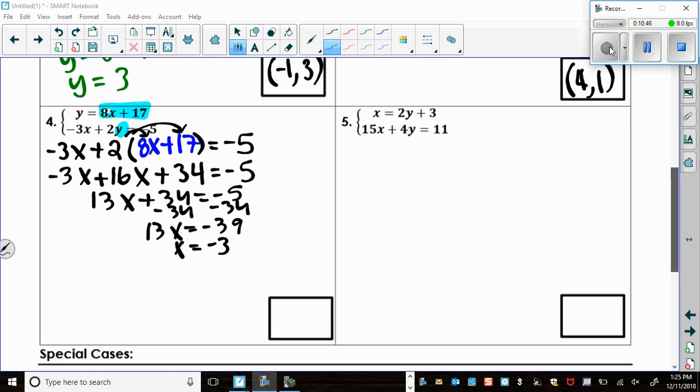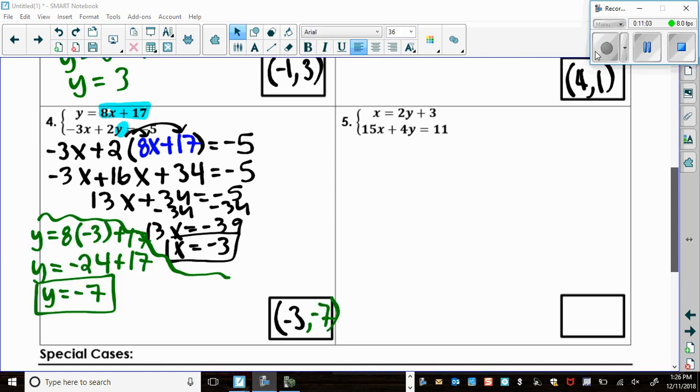I distributed, combined like terms, and then my x value is -3. So I have the first part. Now I'm going to substitute -3 into any of these equations. I'm going to go ahead and solve it on the first equation. Alright, and here you go. I got y equals -7, so my ordered pair is -3, -7, but again, you want to check your work.